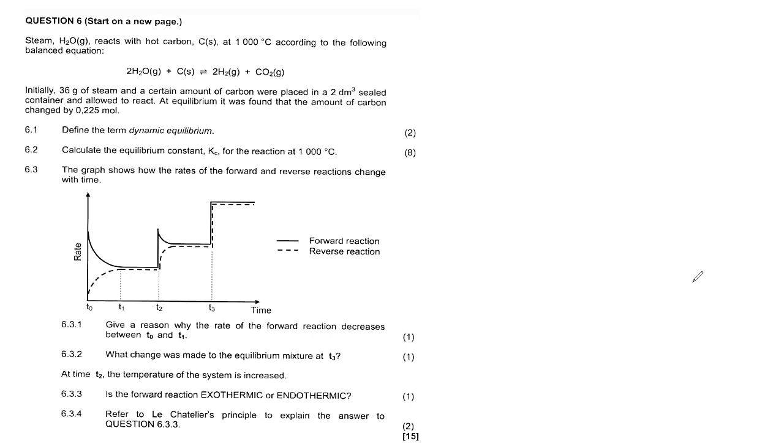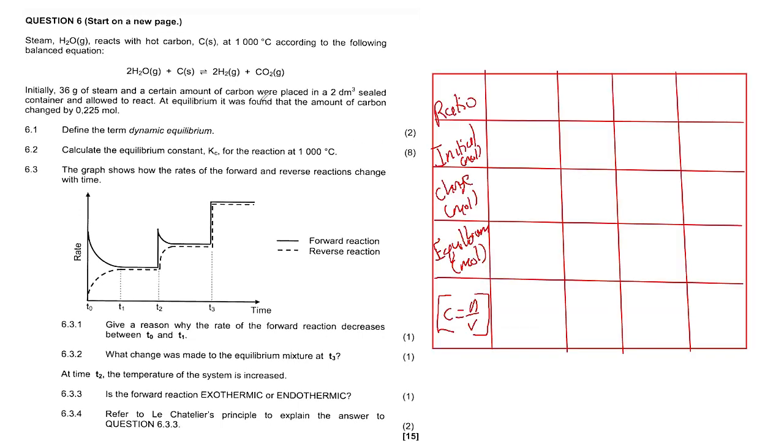6.2 says calculate the equilibrium constant, Kc, for the reaction at 1000 degrees Celsius. So the first thing we need to do is begin with our table. For our ratios, we have 2H2O, then carbon, which is a solid, then 2H2, and then carbon dioxide. If we drop the coefficients for our ratios, we have 2 for H2O, the coefficient of carbon is 1, the coefficient here is 2, and then the coefficient here is 1. So that's what you do for the ratio block.